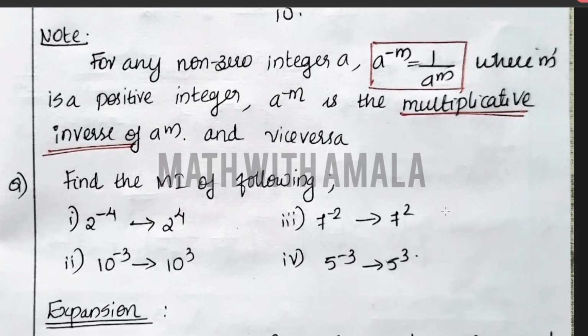So the note is, for any non-zero integer a, a raised to minus m is equal to 1 by a raised to m, where m is a positive integer. a raised to minus m is the multiplicative inverse of a raised to m and vice versa. Likewise, the vice versa implies a raised to m is the multiplicative inverse of a raised to minus m.